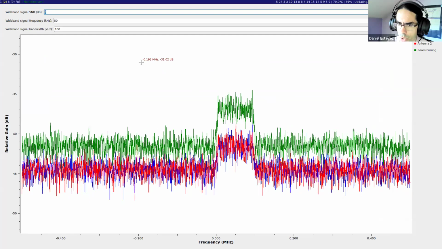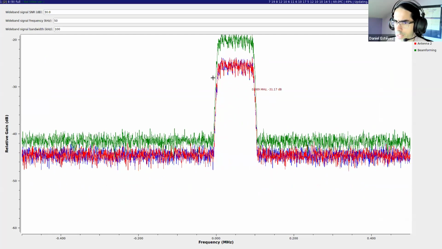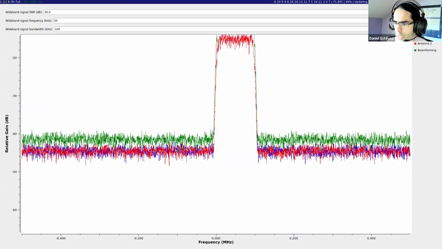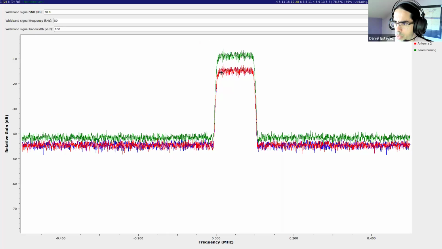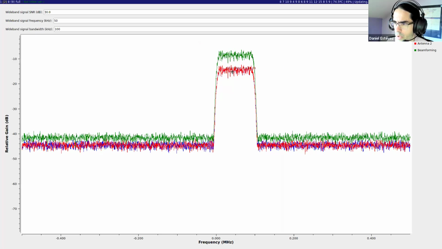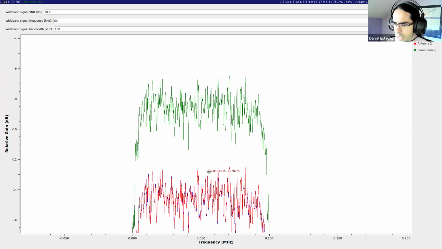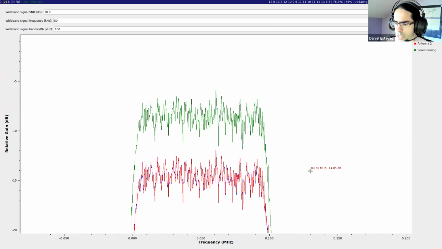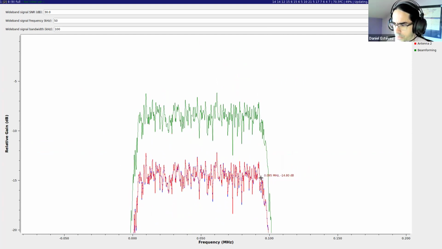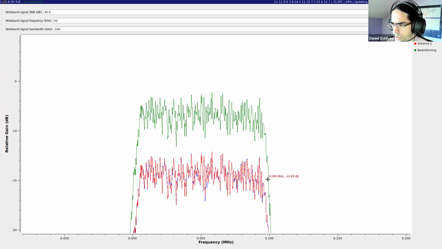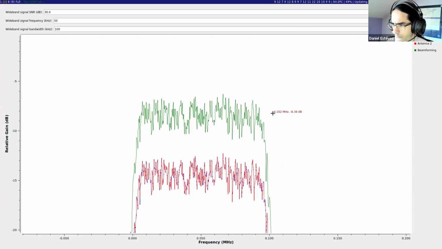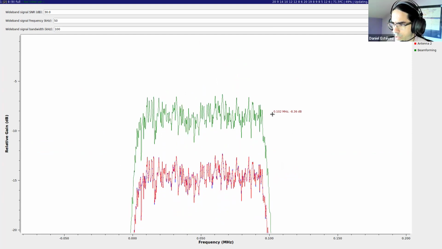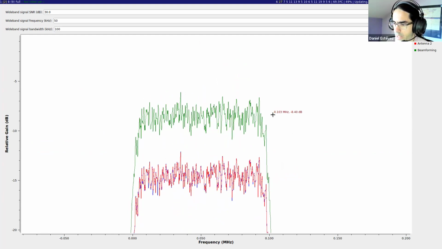So maybe it's easier to show that when this has a high SNR, because if not, we also need to take into account the power of the noise in the SNR measurement. Here, we're not only measuring the power of the signal, but both the power of the signal and the power of the noise. But with a high SNR, the power of the noise is much, much weaker than the power of the signal. So here I have minus 14 point something, and here I have minus 8 point something, and that's a difference of 6 dBs as we expected.